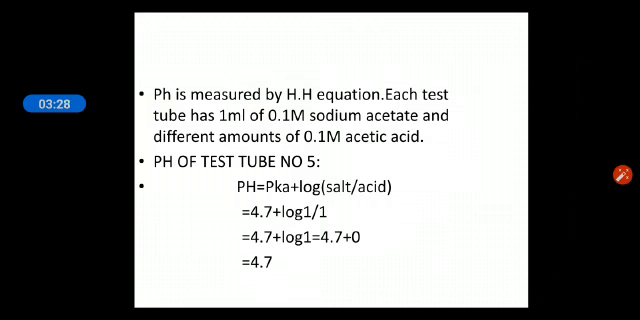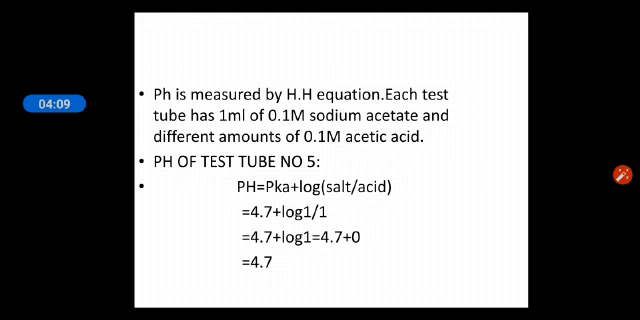Now the pH of each test tube is calculated by the Henderson-Hasselbalch equation, and each test tube has 1 ml of 0.1 molar sodium acetate and different amounts of 0.1 molar acetic acid. Now the pH in each test tube is worked out by the following equation that is shown here. The pH will be equal to pKa plus log of salt over acid.